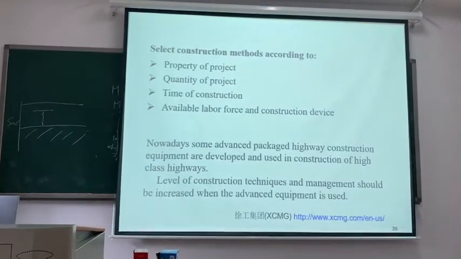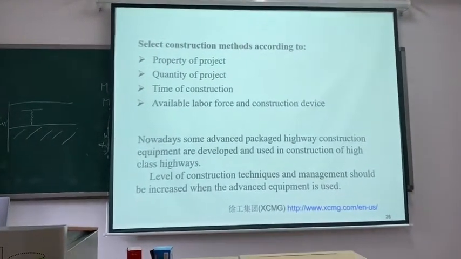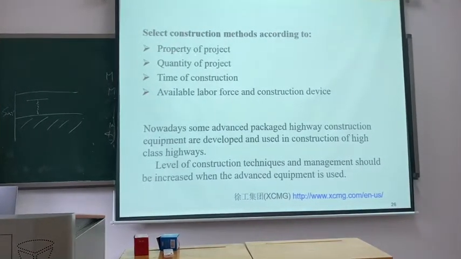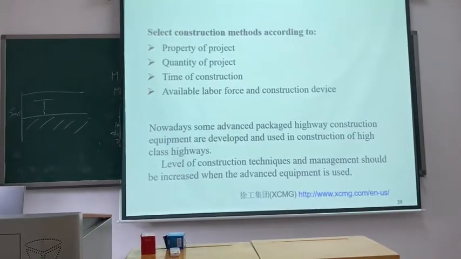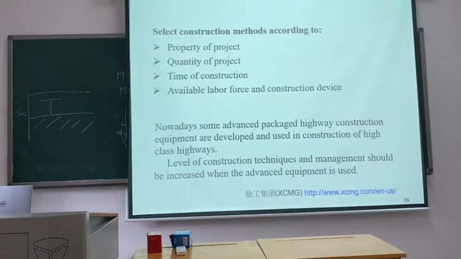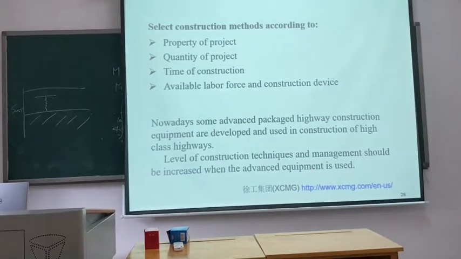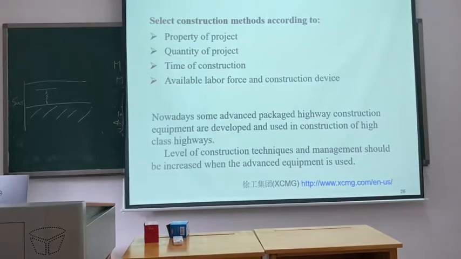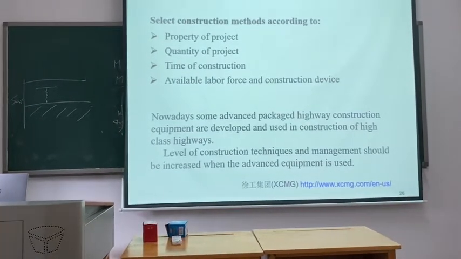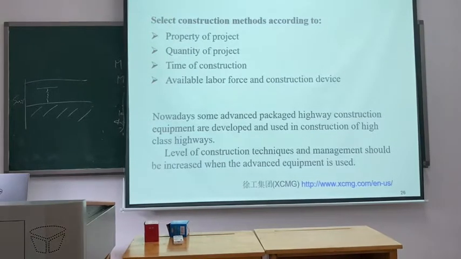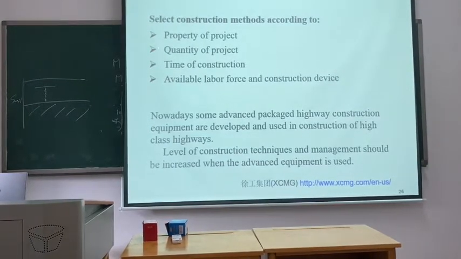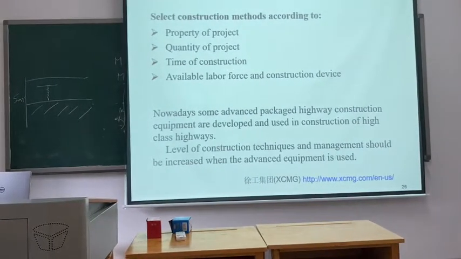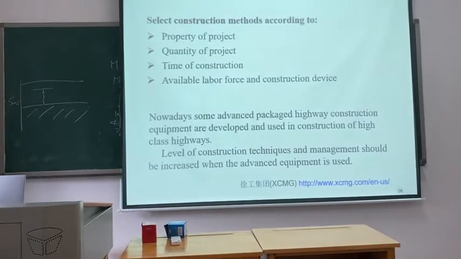How we can choose or select the machine or construction method is according to the property of the project, quantity of project, time of construction, and the available labor force and construction required. So according to these four aspects, we can determine which construction method we can select.